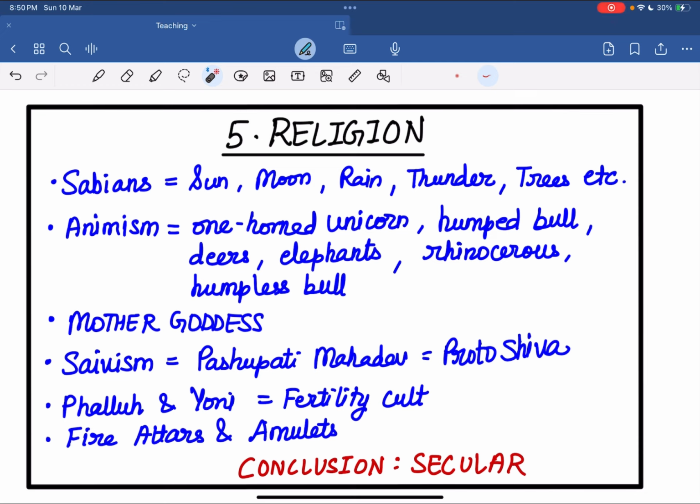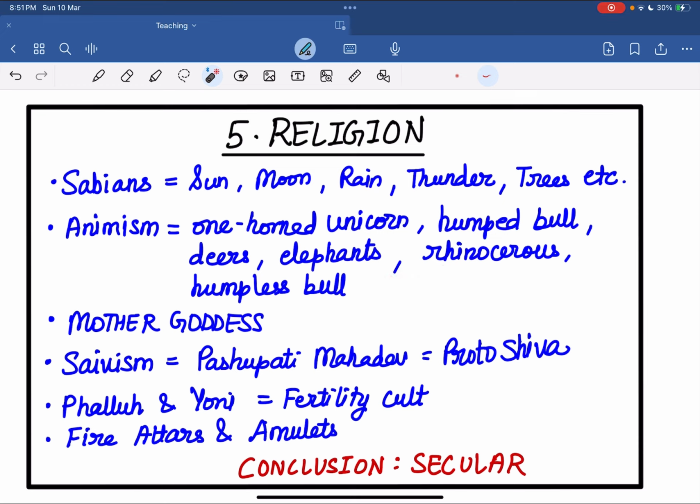When we talk about the other forms of religion, we have to talk about animism. Harappans worshipped animals. Humped bull was considered very sacred. Deers, elephants, rhinoceros, unicorn, tiger, etc. You'll also have to understand that humpless bull was also worshipped. It's not the case that only humped bull was worshipped. See, the examiner can trick us here. One major point here is that Harappans did not worship the cow.